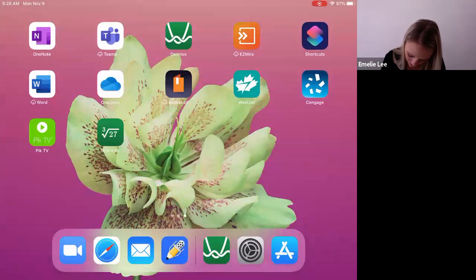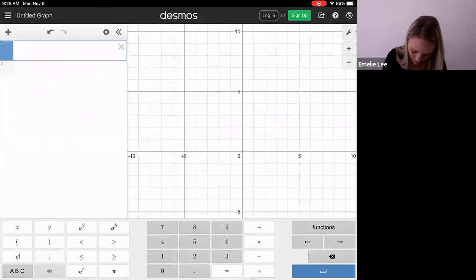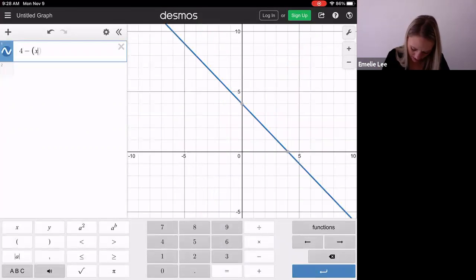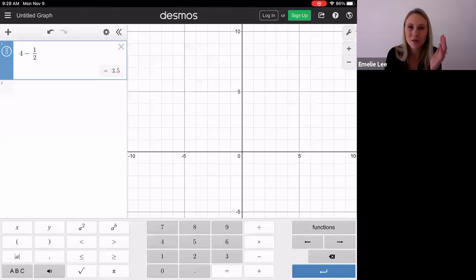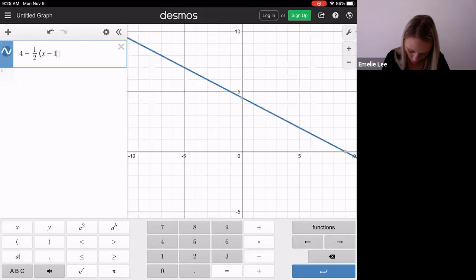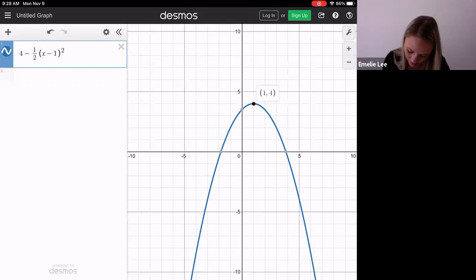I think I even had it here, but let's start over. 4 minus, sorry, I missed the 1/2. 1 divided by 2, make sure you step out of that fraction, otherwise you keep typing on the 2 in the denominator, which is not what you want to do. X minus 1 squared. Okay, looks like 1, 4, 0, 3.5. And if we move over here to 2, is that 3.5?